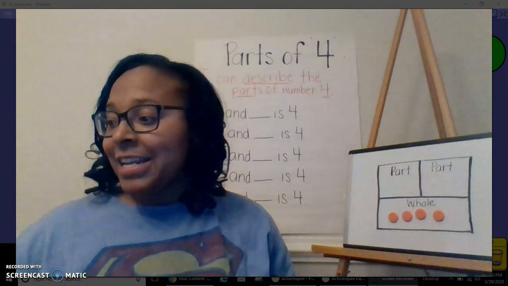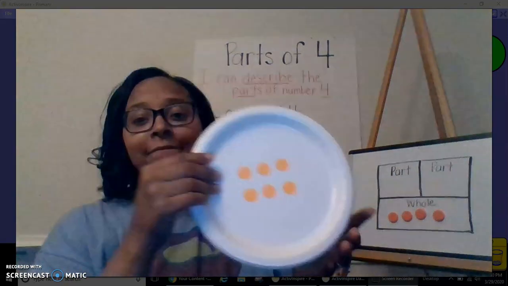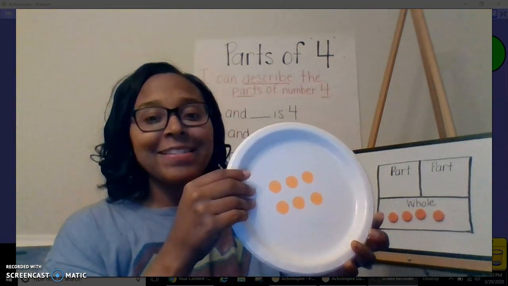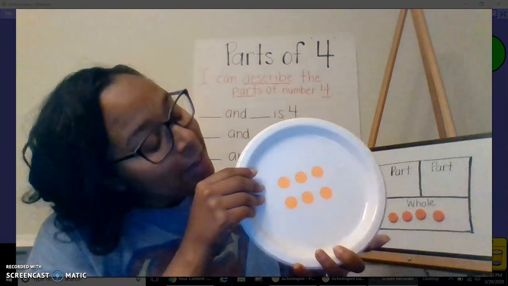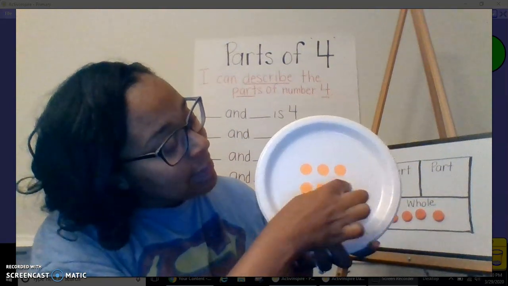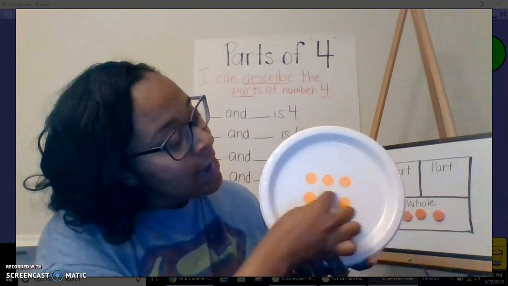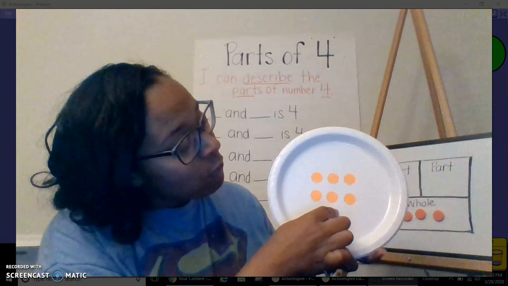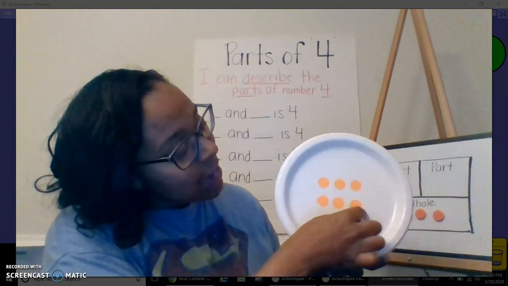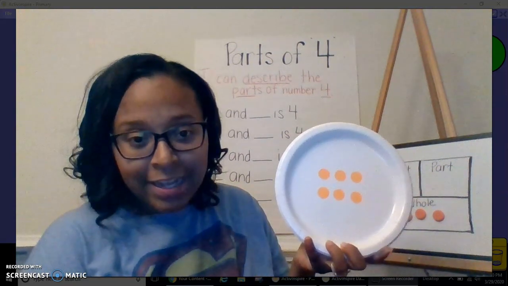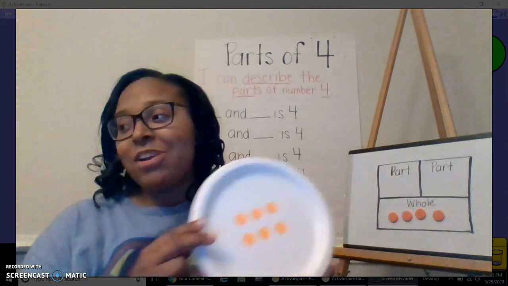All right, let's look at the next dot plate. I have the number 6. Let's see what ways we see. I see 3 and 3. I also see 4 and 2. Did you see that?